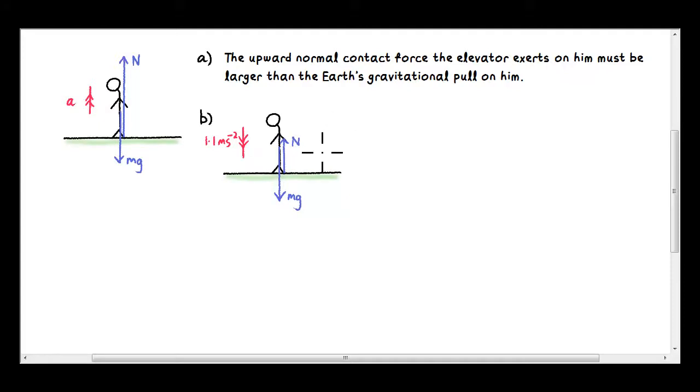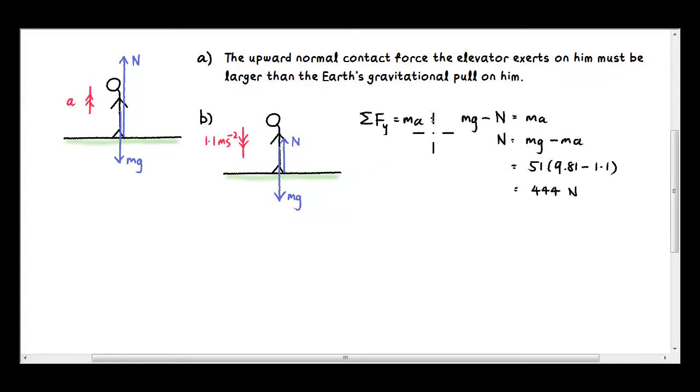Okay, so now the story is the elevator is moving down, but it is speeding up. So it's speeding up on the way down. What that means is the acceleration of the man is downward. Since the acceleration is downward, we are going to take the downward weight minus the upward normal contact force, and we are going to equate that to the mass times acceleration of the man. Rearrange the equation. You'll notice that the normal contact force is indeed smaller than the weight, and it turns out to be 444 Newton.